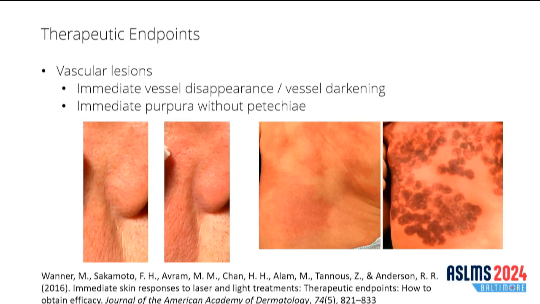The therapeutic endpoint for vascular lesions depends on the type of the lesion. Immediate vessel disappearance, or vessel darkening, as you can see here on the left, is the proper therapeutic endpoint for telangiectasias treated with vascular-specific devices. However, immediate purpura is the desired endpoint for port wine birthmarks treated with vascular lasers, as you can see here on the right.